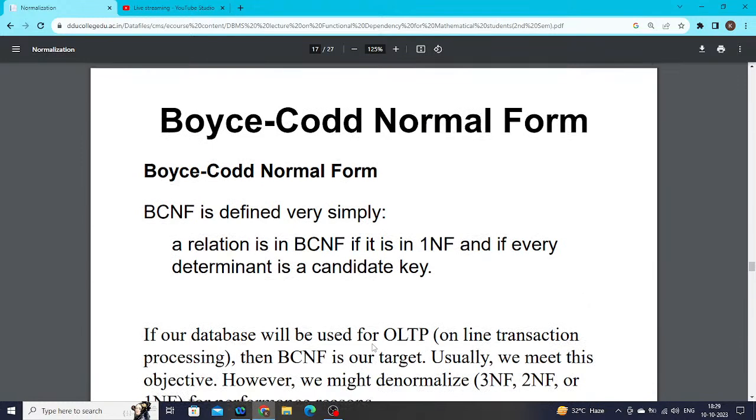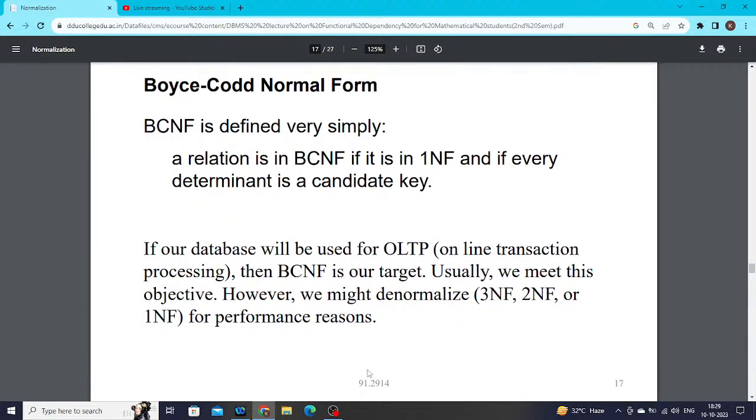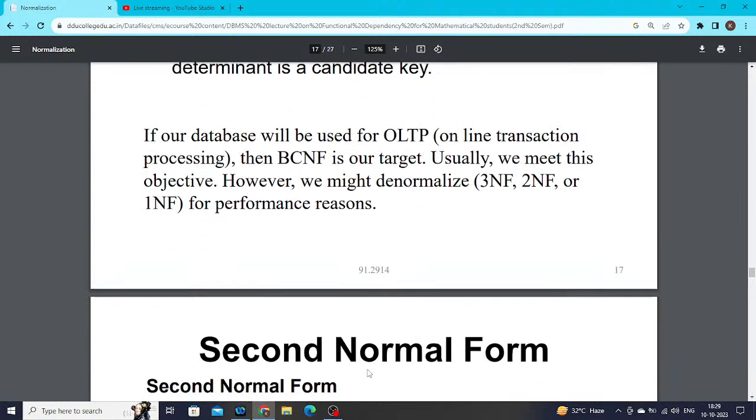Next, Boyce-Codd normal form. Boyce-Codd normal form is defined very simply. A relation is in BCNF if it is in first NF and every determinant is a candidate key. If our database will be used for OLTP, online transaction processing, then BCNF is our target. Usually we meet this objective. However, we might denormalize to 3NF, 2NF or 1NF for performance reasons.